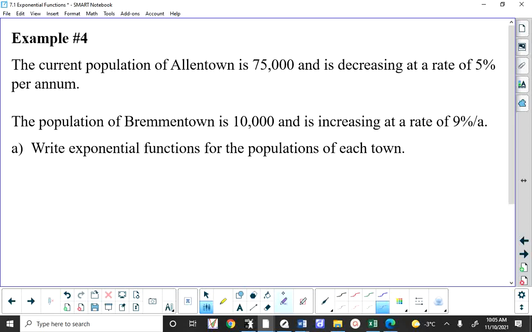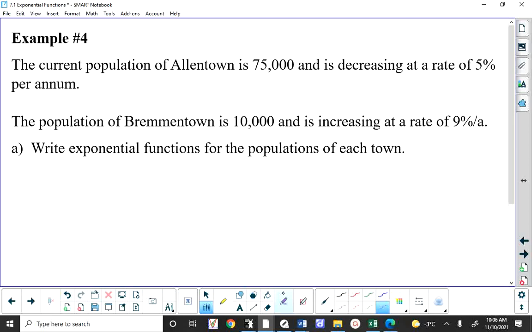Brementown, man, they've got free coffee and donut days on the weekends. They've got parades. Everything's beautiful there. And their population is increasing at a rate of 9% per annum. You'll notice that I put /a instead of writing per annum. And by the way, a is the symbol we use for years. So on a math exam, if you wanted to write 10 years, you'd write 10a.